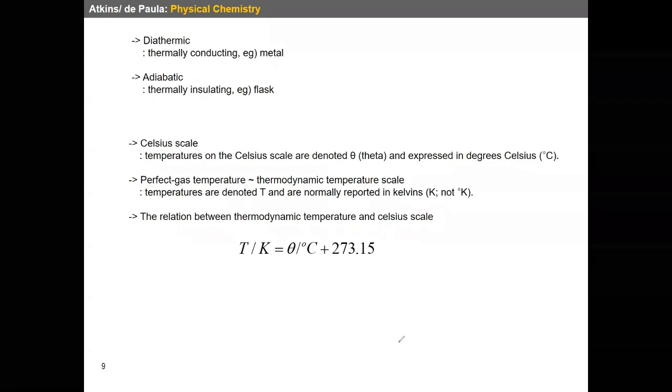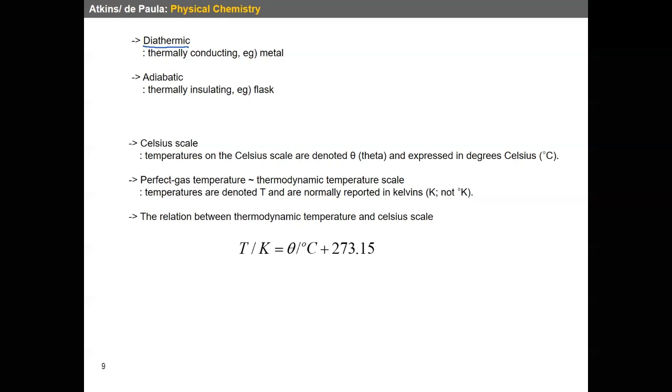So there are boundaries which can act for this thermal energy flow. One is the diathermic. The diathermic is the thermally conducting material which can allow this thermal energy flow.